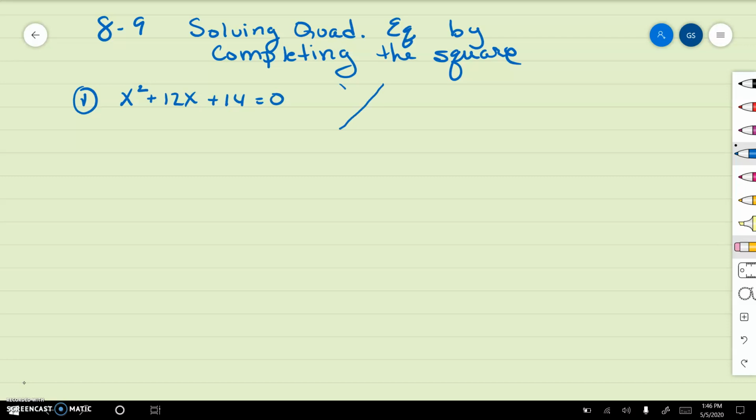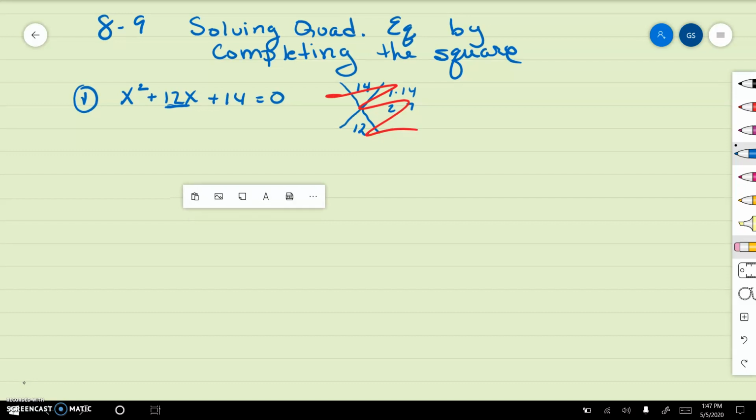If I try to factor, well, I'd have to find two numbers that multiply to 14 and add to 12. 1 times 14, 2 times 7. Neither one of those would add or subtract to give you 12. So factoring's out. Can't use it. We can't do square root right now because we have this middle term here, and we can't do square root if we have a middle term. If it said x squared plus 14 equals 0, we could have done the square root way. So this is a new way. It's called completing the square.